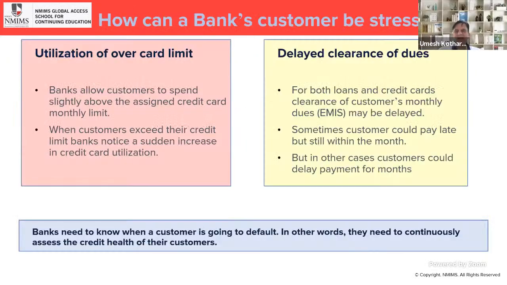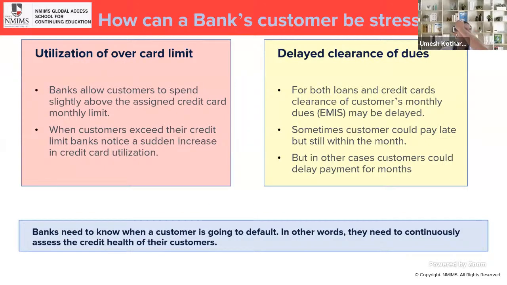Now, how can a bank's customer actually be stressed, and therefore be monitored or come onto the radar for you to look at, whether you want such a customer segment or you don't want such a customer segment? One is utilization over the card limit. What does that mean? There are a lot of customers who, as a general habit, are always taking overdrafts on their cards over and above their sanction limits.